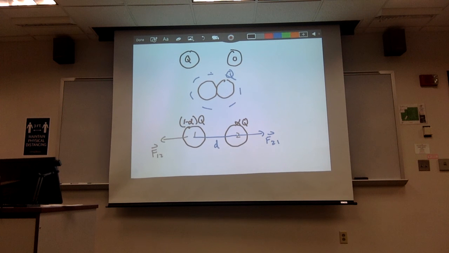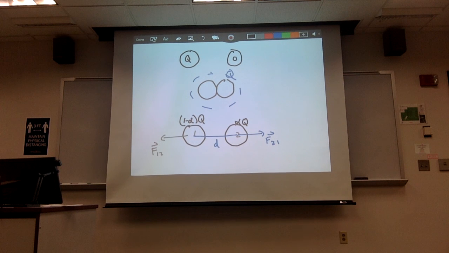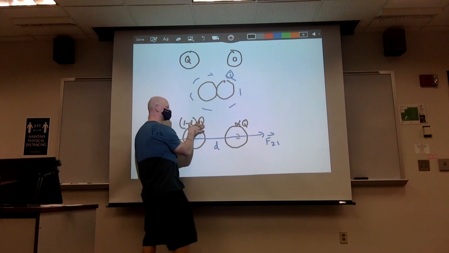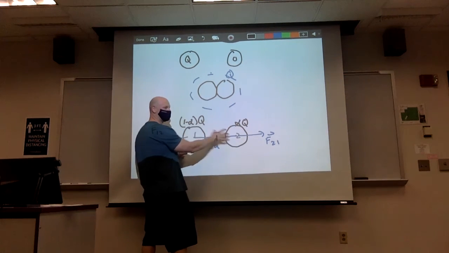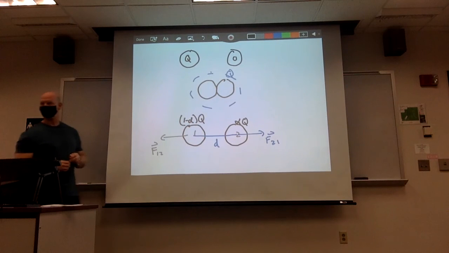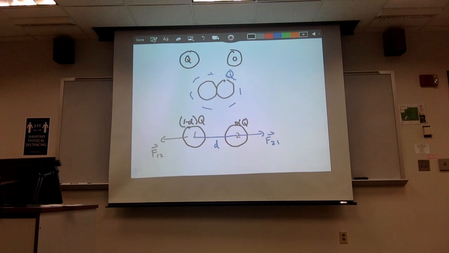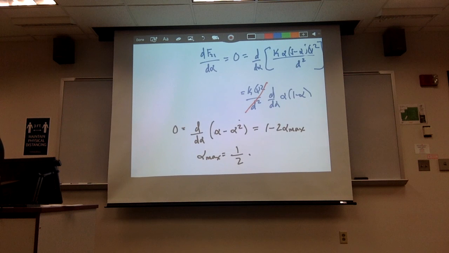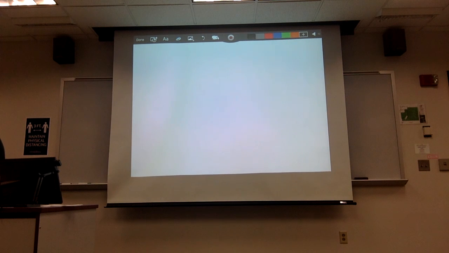So if I want the biggest amount of force between these two, I have to take half of this one away and put it here, so this has half remaining, and this has half. That extremizes the force. So what's the maximum amount of force then? Well, it's just F21 evaluated at alpha max. This will be my maximum amount of force. Let's do that, because I need F in the next one.